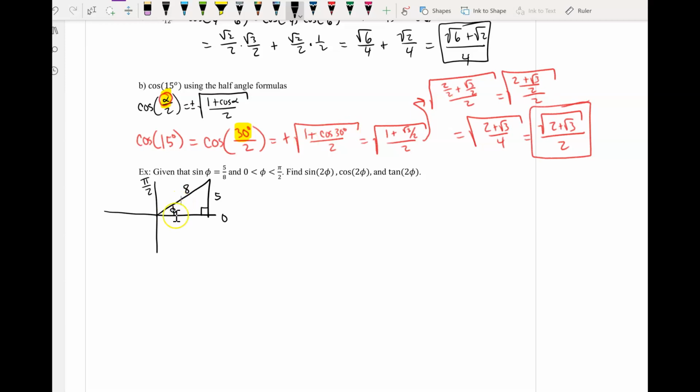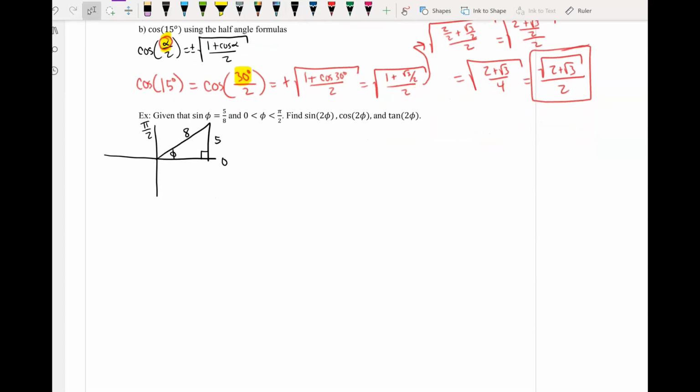Now we need to figure out our angle A, or our side A. So we're going to use Pythagorean. So we're going to have a squared plus b squared equals c squared. So our A is going to be what we're looking for. Our B is going to be 5 squared, and our C is going to be 8 squared. Okay, I don't know what that is. 64 minus 25 gives me 39. So A equals a very ugly number, square root of 39.